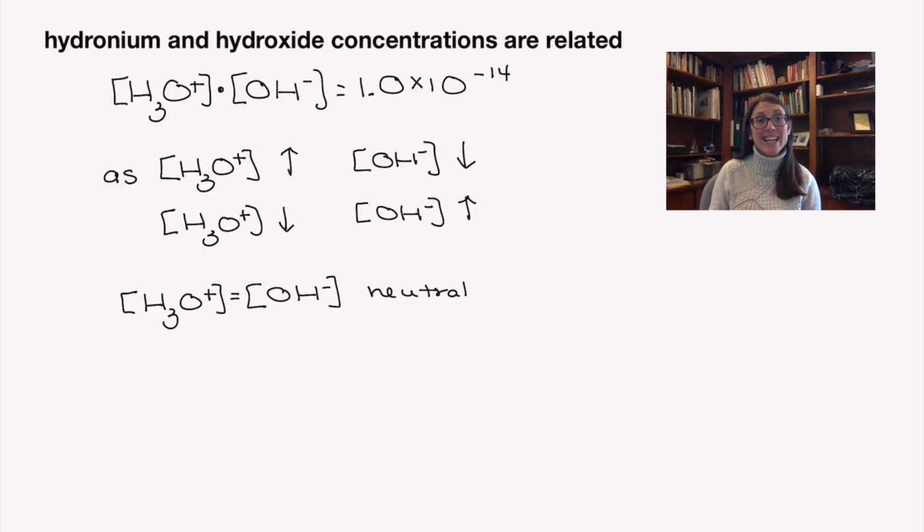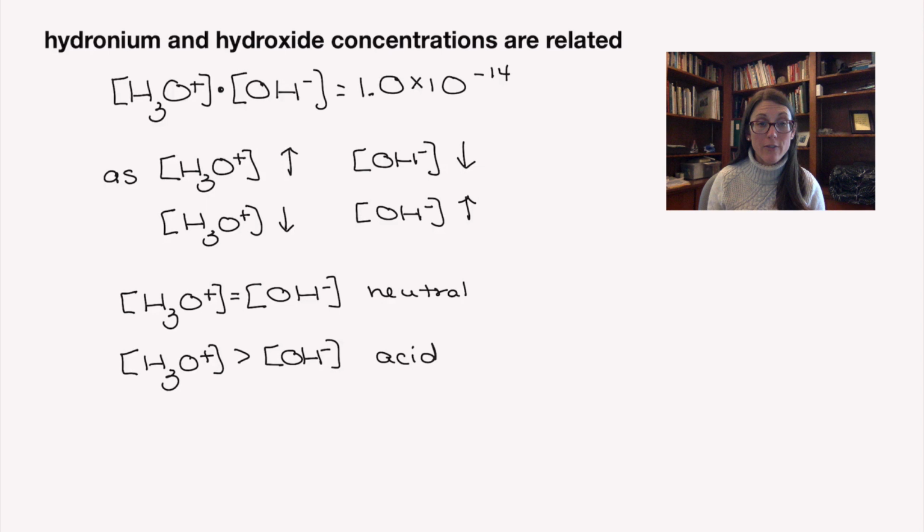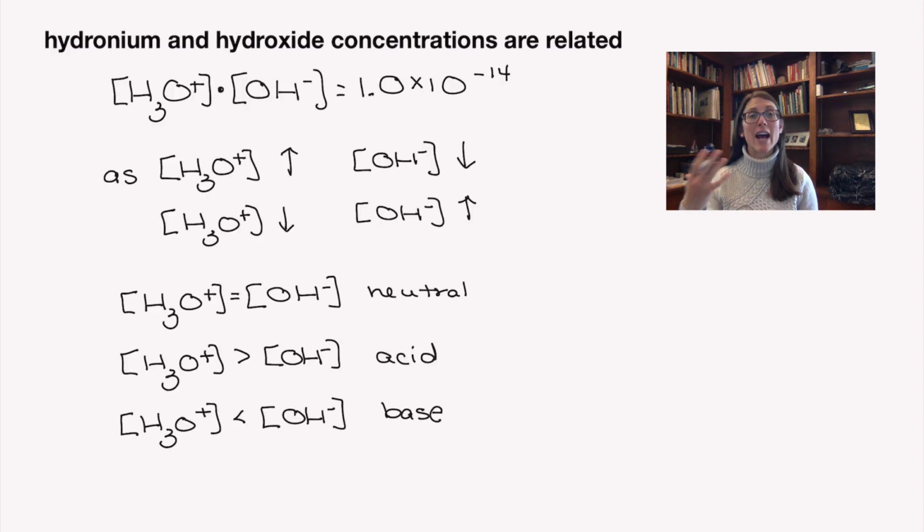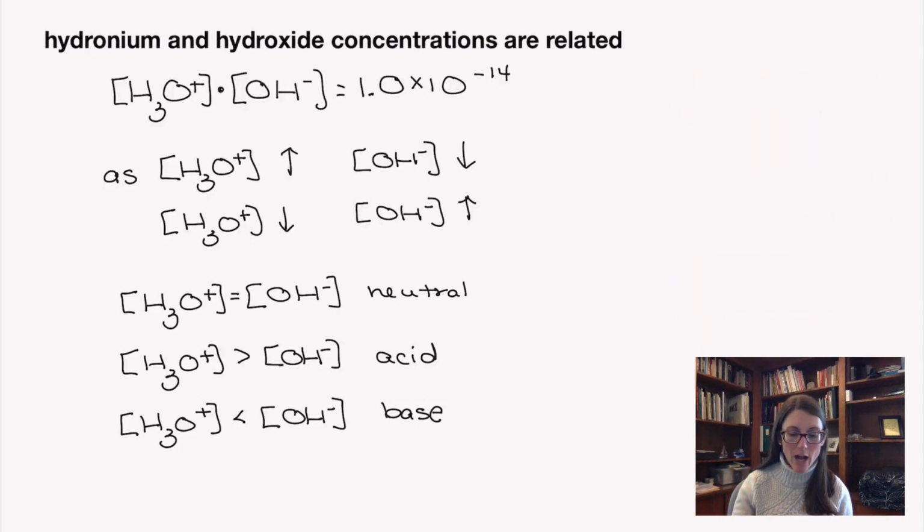On the other hand, if we increase the concentration of hydronium by adding an Arrhenius acid, we have to decrease the concentration of hydroxide, which means that in an acid, the concentration of hydronium will be larger than the concentration of hydroxide. And alternatively, if the concentration of hydronium goes down, the concentration of hydroxide will go up. And so that is a basic solution. In a base, the concentration of hydroxide is greater than the concentration of hydronium. Let me show you what this might look like in a problem.